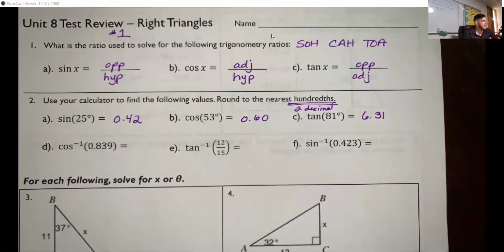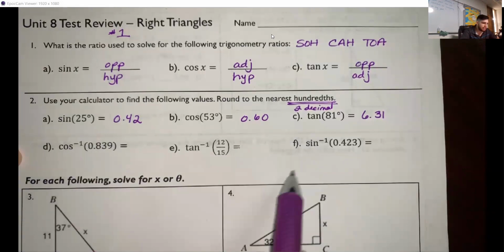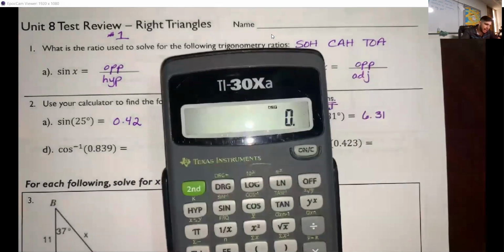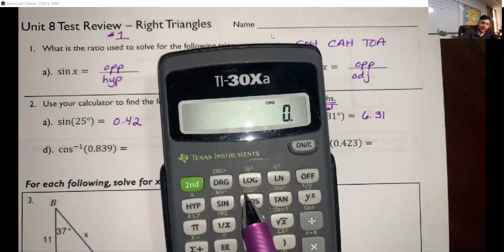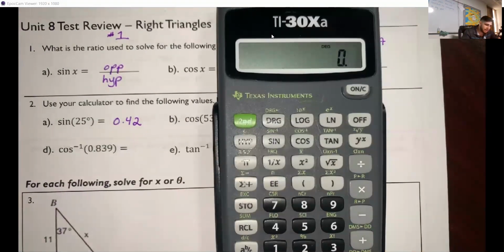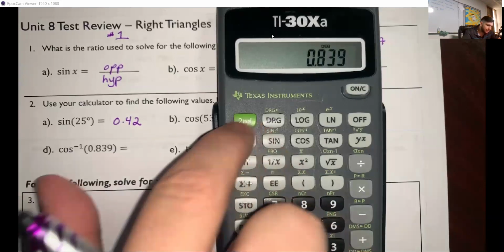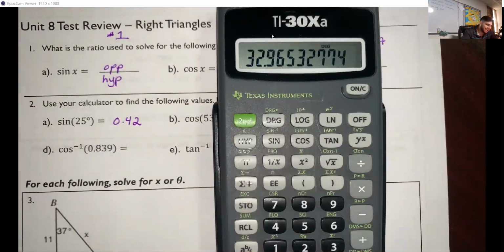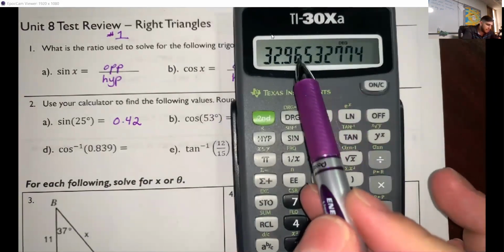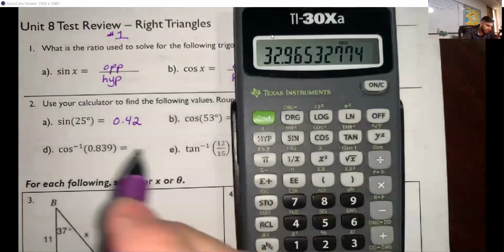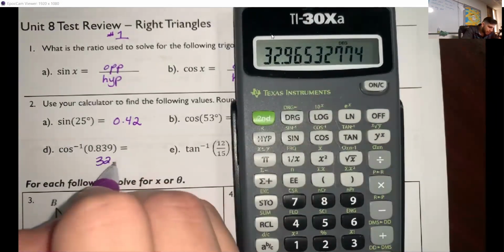Now, do you guys remember exactly how I do the inverse cosine, the inverse tangent, and the inverse sine? What do we do for those? Yes, you have to press the second button, right? Because the inverse cosine is what's in green, and in order to access the green application, we have to press the green button first, obviously. So I'm going to put in my decimal, 0.839, and if I want to take the inverse cosine, I press second cosine, and I get 32.97. Remember, 2 decimal places. The third number, if it's 5 or greater, moves this digit up 1 more. So that's going to be 32.97.